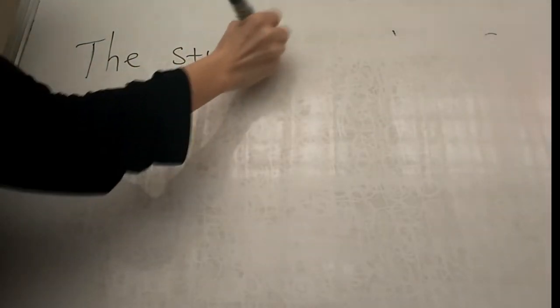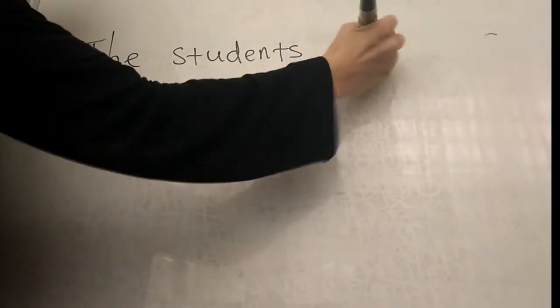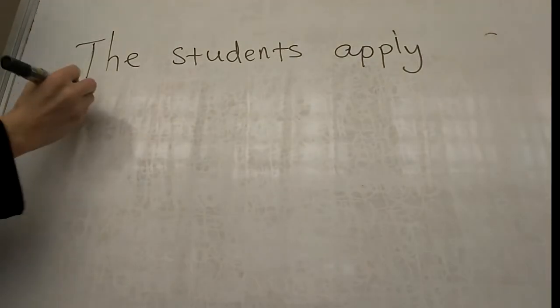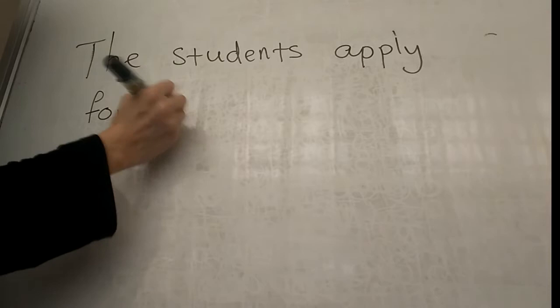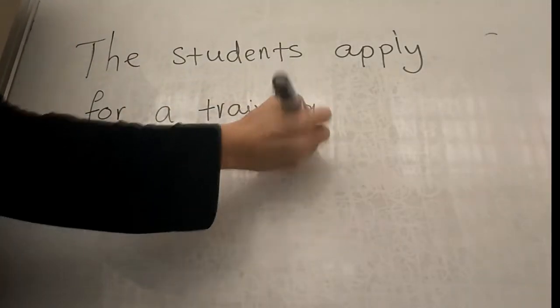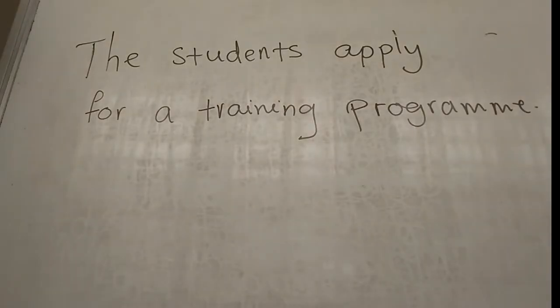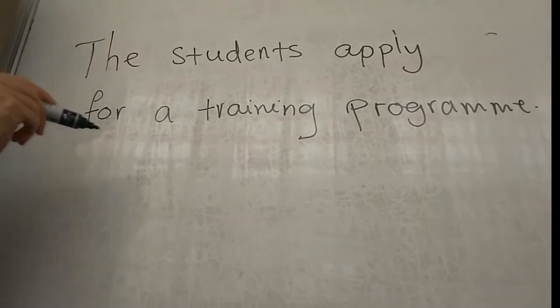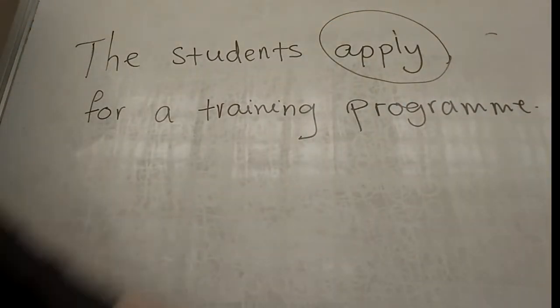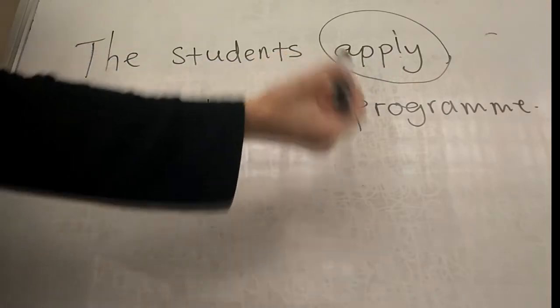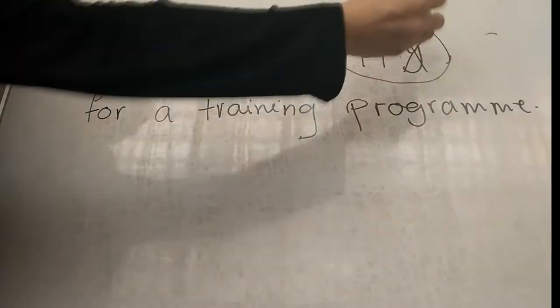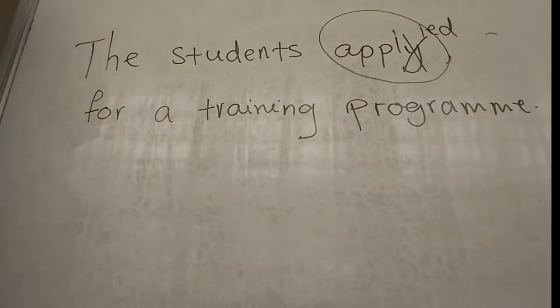Here we have the students apply for a training program. Right? So in here, the sentence is in simple present form. So what we need to do, we need to change it to the past tense. So what do we need to look at? We need to look at the verb. The verb here ends with y, and before y is a consonant. So we cancel y and add I-E-D.